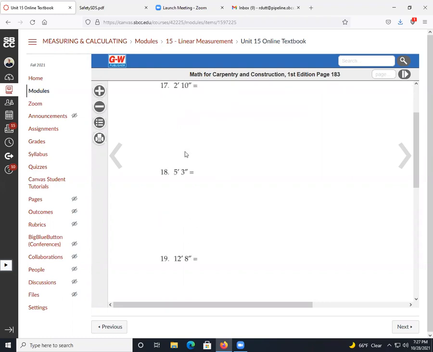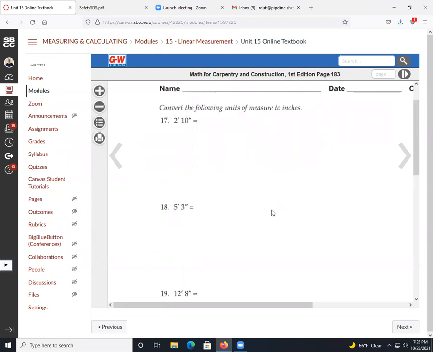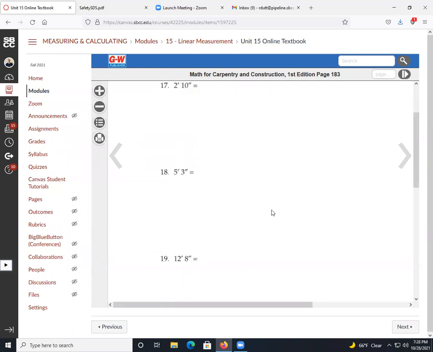Exactly correct. Okay, now, Matthias, while you're there, please convert 5 foot 3 inches to inches. How many inches? 63 inches. Very good, very good. You guys see that? 5 times 12 is 60 plus the 3.